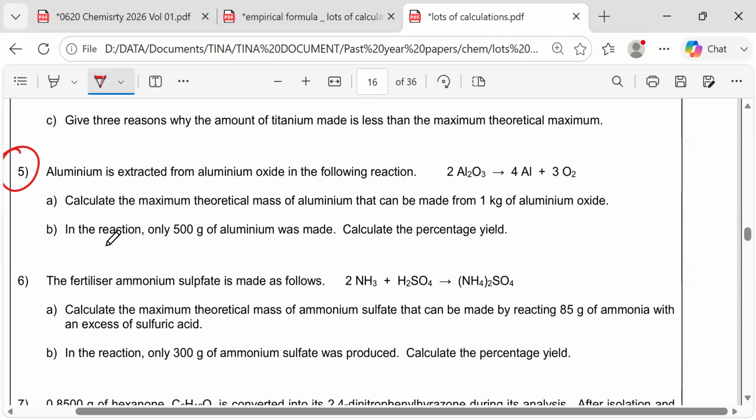Okay. All right. So 1 kg, we need to use 1000 grams. So we find aluminium oxide, 1000 over 102. Do you know how I got 102? Aluminium is 27 times 2 plus oxygen 16 times 3. So it's 102. So, check.